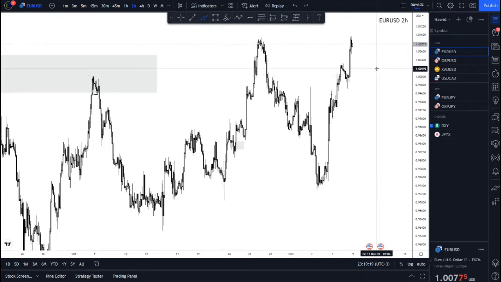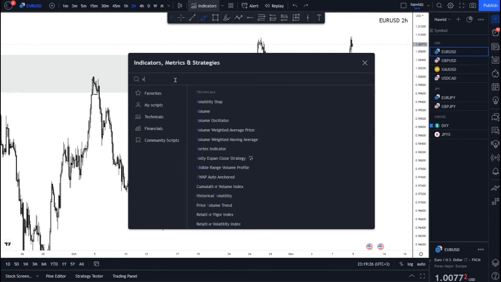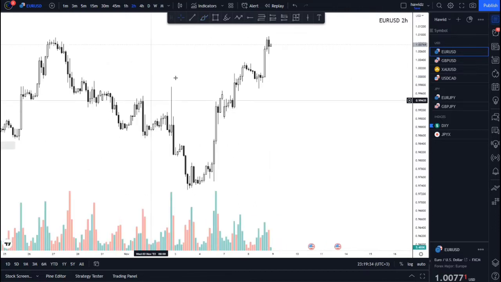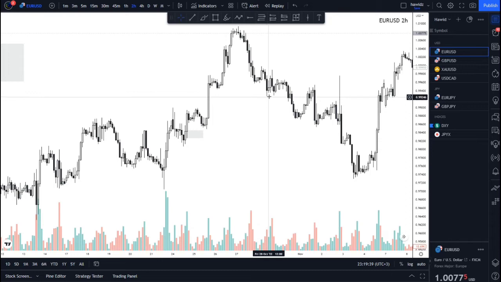Trick number two is using the volume, right? So let's go to the volume and put it in here and see what happens, right? So we've got the volume back on the market. I don't use the volume. This is just for educational purposes, right? So we're on the Euro USD chart on the 2 hour.